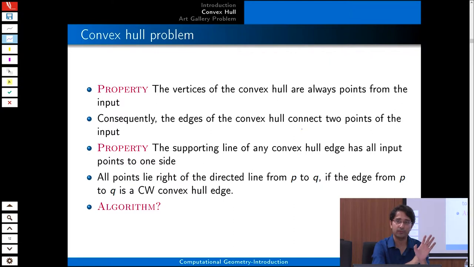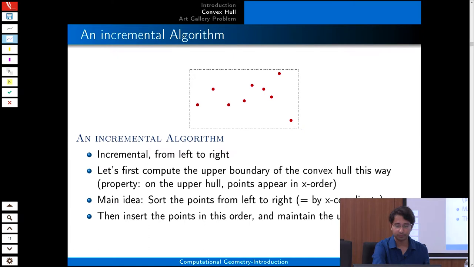The first objective of us is to find a correct algorithm, which may have a bad runtime, but a correct algorithm. This is a correct algorithm. Question is, can we improve this? Let's see. So, what we will do is an incremental algorithm. What is the incremental algorithm? We will scan the given points from left to right and process the points one by one.